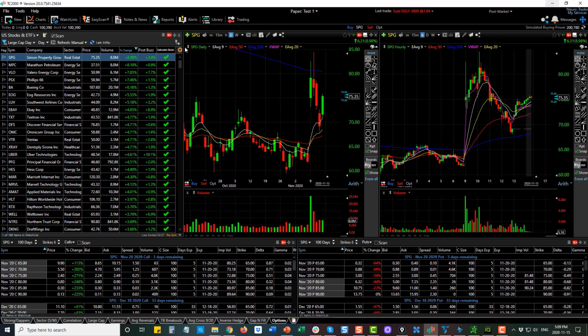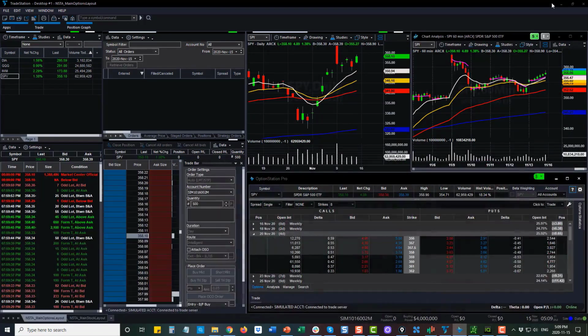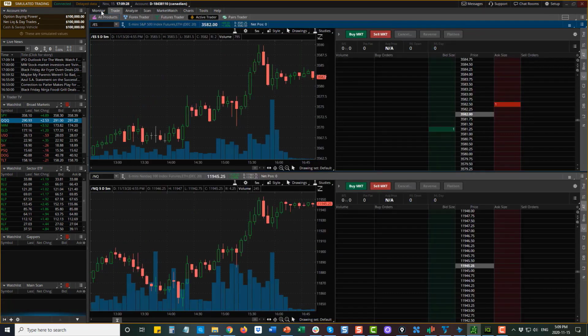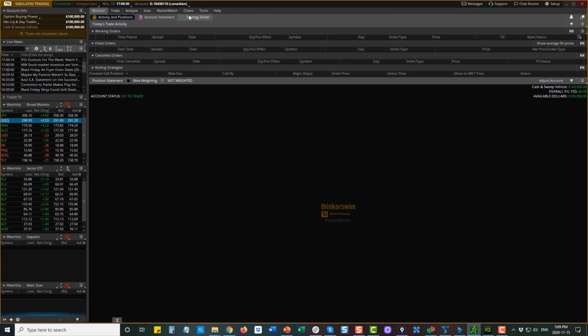Like, I'm Canadian, so I would use TC2000 for scanning, but then I would look to essentially go and execute on, say, a TradeStation platform for options. Or if I wanted to execute on, say, Thinkorswim. Thinkorswim's well known for options trading. So if we go over here to the trade tab, or monitor, give me one second here, tools, we'll go to analyze.